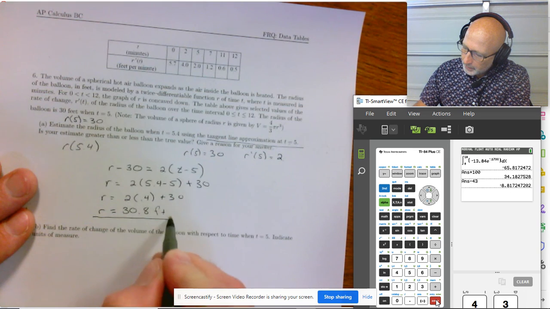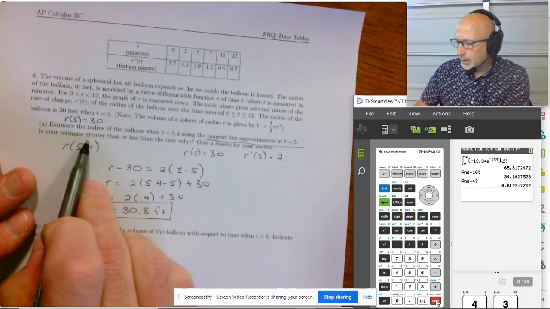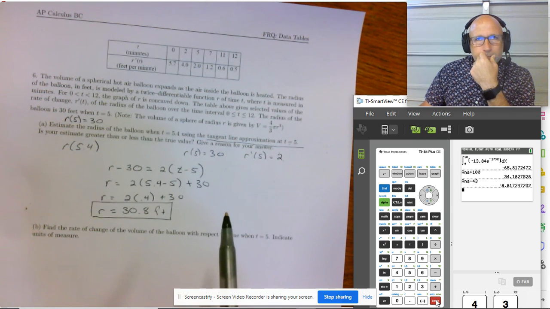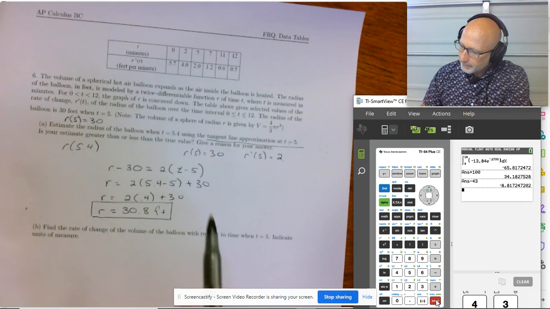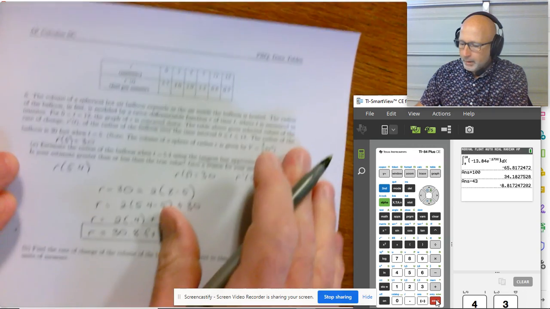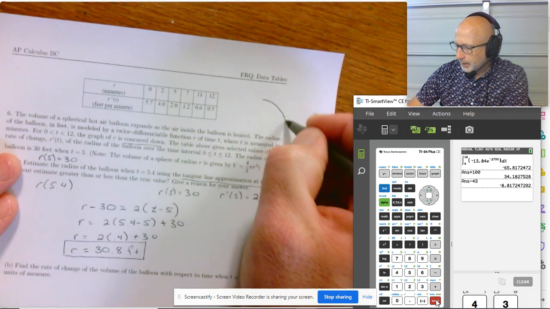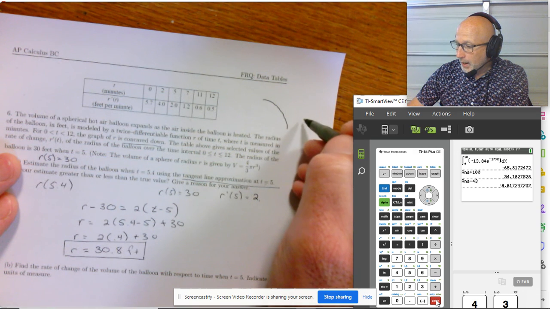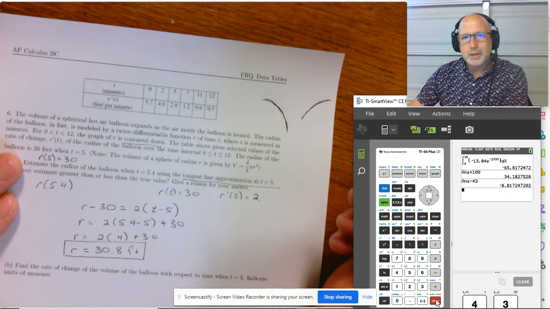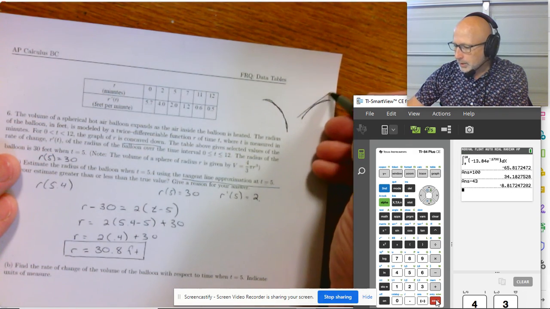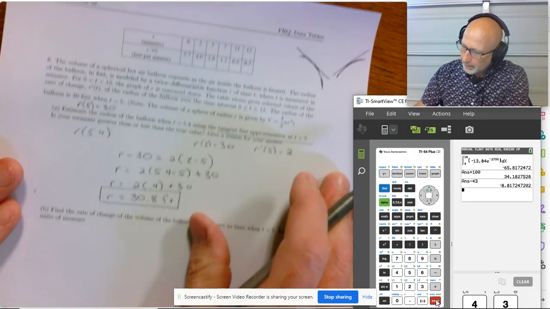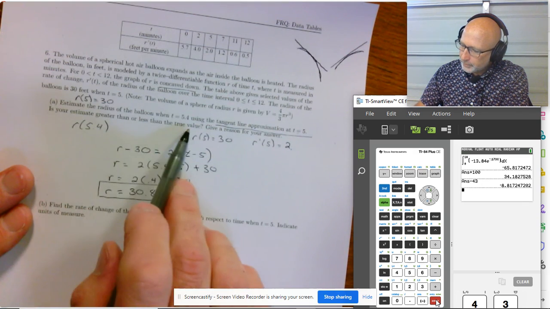Now, it does state, is your estimate greater than or less than or equal to the true value? So what do we have to pay attention to here? It says the graph from 0 to 12 is concave down. That means the graph will be either something like this, or perhaps it would be going up, but it's going to be like that. Now, in either case, when I do a tangent line to that curve, the tangent line is going to be up above, which makes it an overestimate. So is your estimate greater than or less than the actual value? Give a reason for your answer.